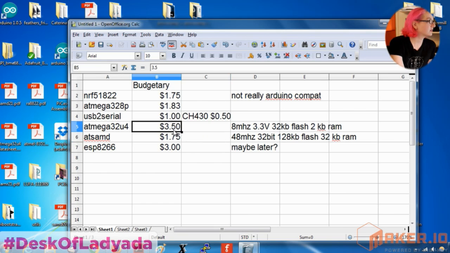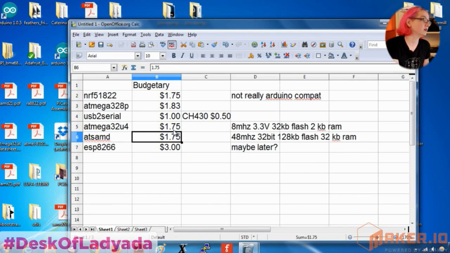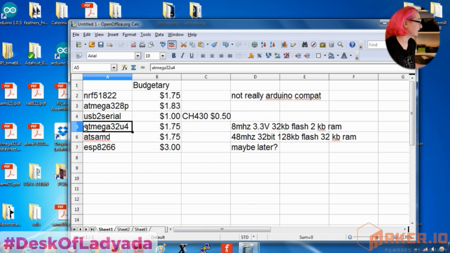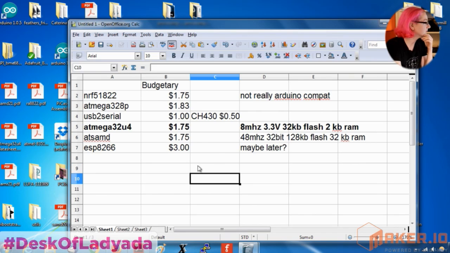So I contacted Atmel and said, hey, could you basically give me the ATmega32U4 at half price? And they said, yeah, absolutely. So they ended up giving it to me for $1.75. And then I thought, well, you know what, I'm going to make version 1 and use this.